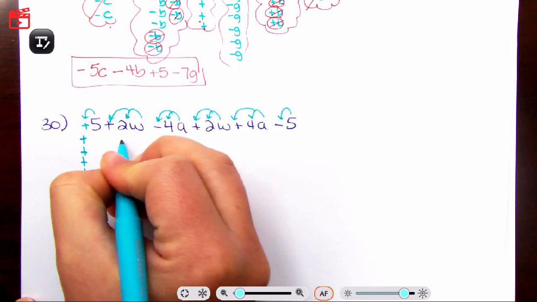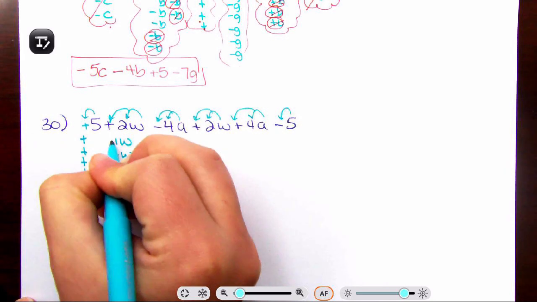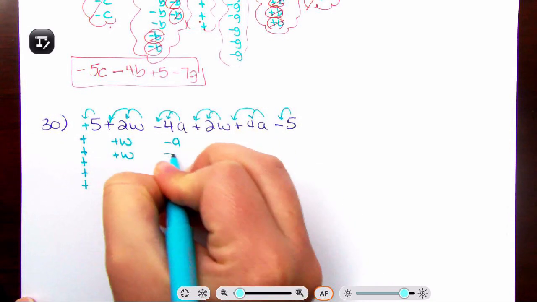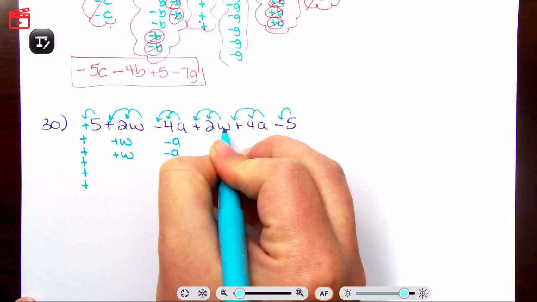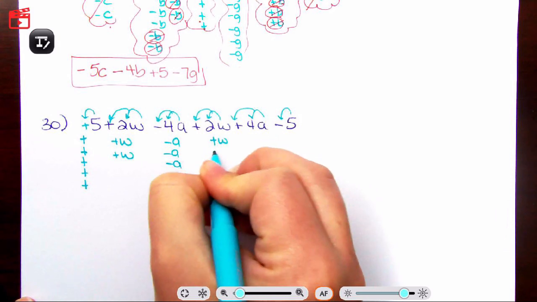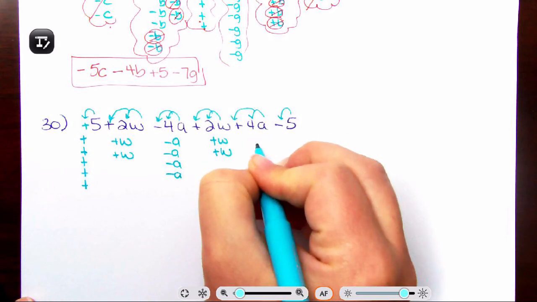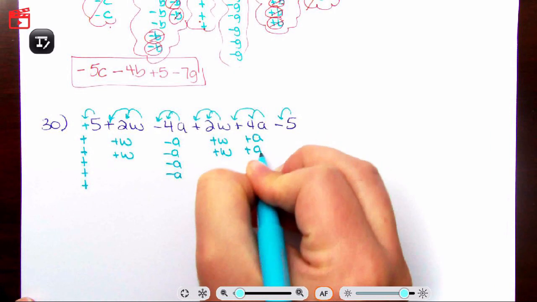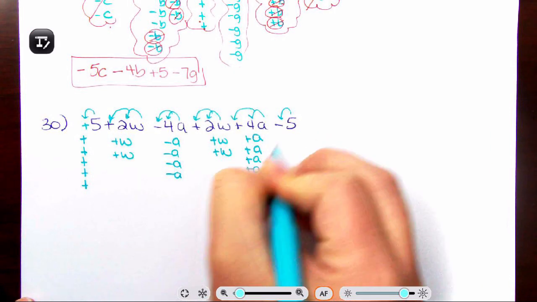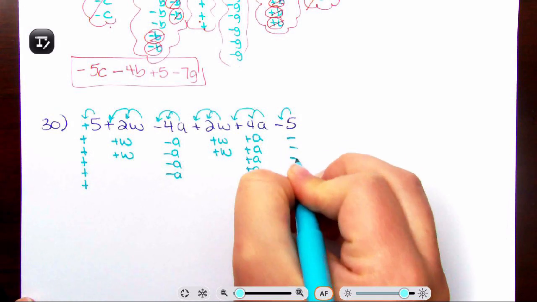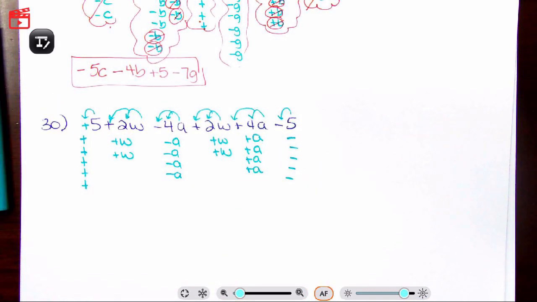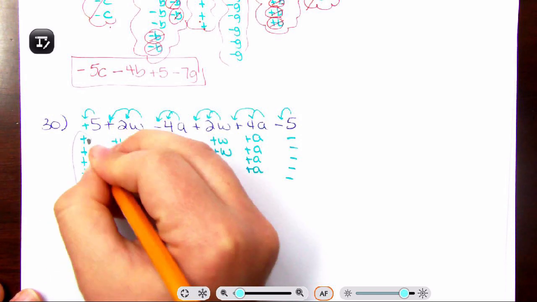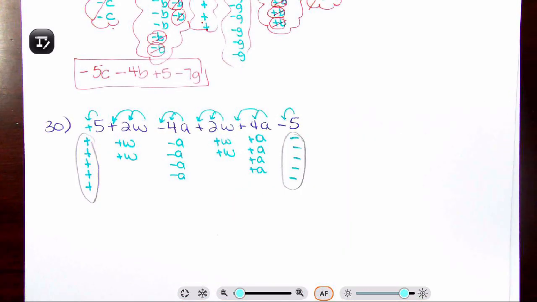Then I have 2 W's, 1, 2 that are plus. I have 4 A's that are minus. I have 2 W's that are plus. I have 4 A's that are minus. Oops, 4 A's that are plus, excuse me. And I have 5 minuses. First thing I notice is that I have 5 pluses and I have 5 minuses. That means I have 0 pairs.